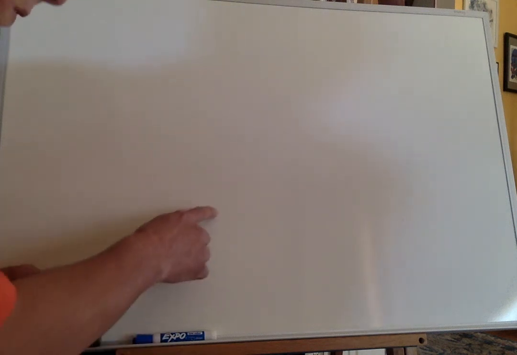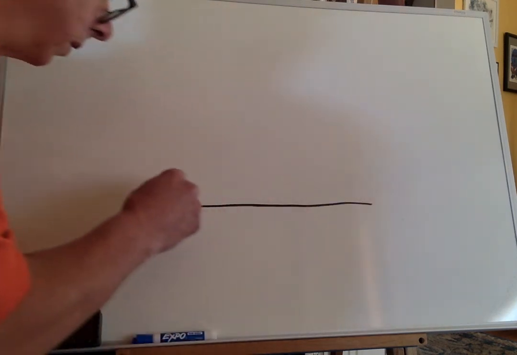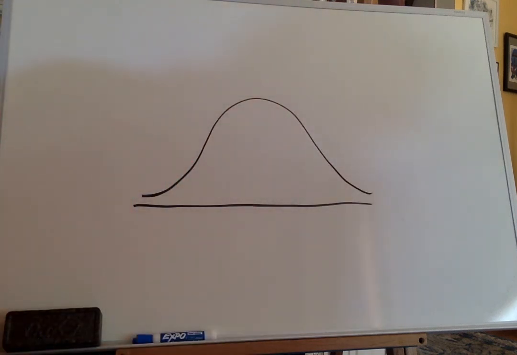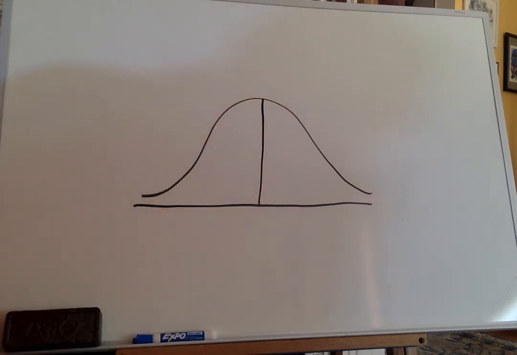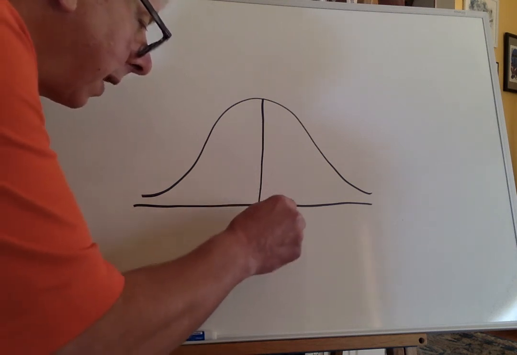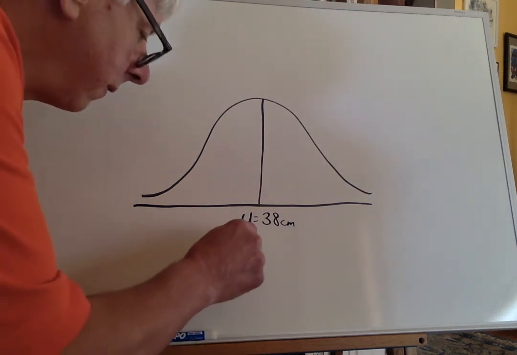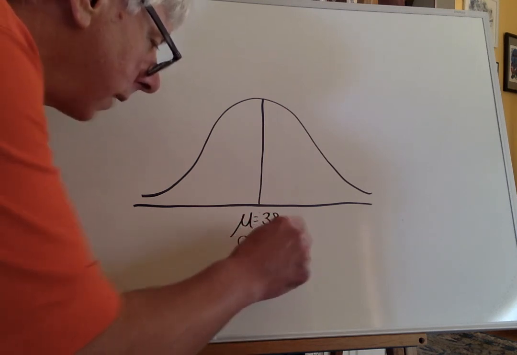So let's use this example. And in fact, I did Google this information, and what I found was, if we look at baby head circumference, what we find is, and this is baby heads at about 1.5 months of age, that the average circumference for a baby head is about 38 centimeters, okay? And the standard deviation is about 1.5 centimeters.